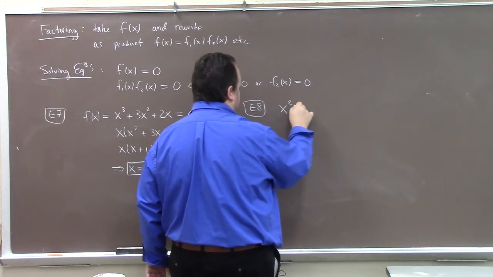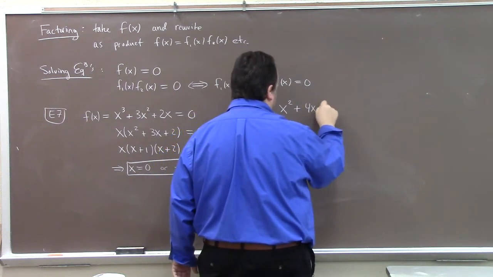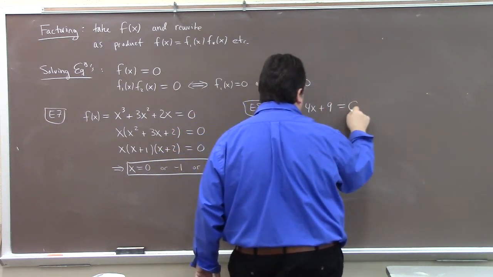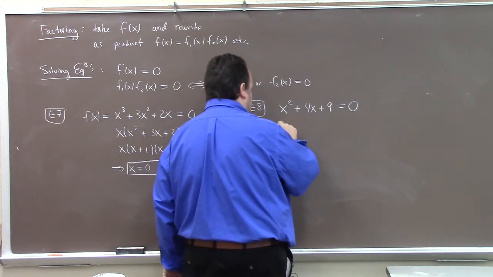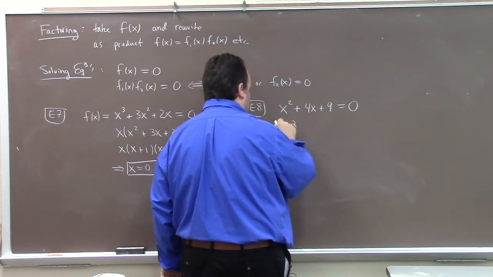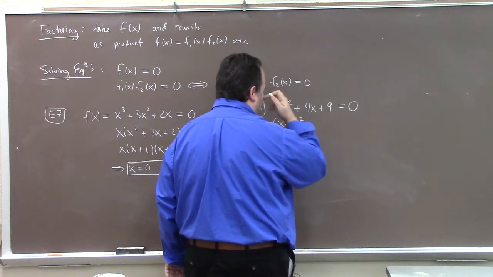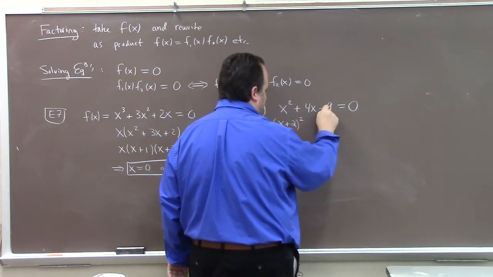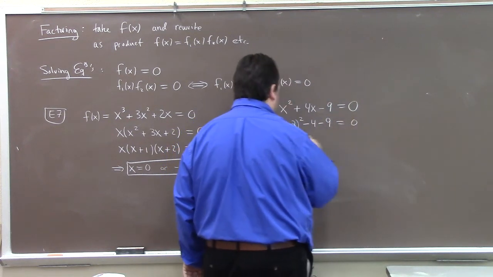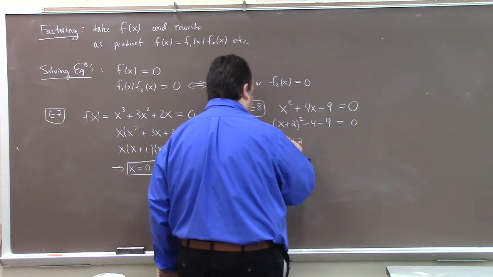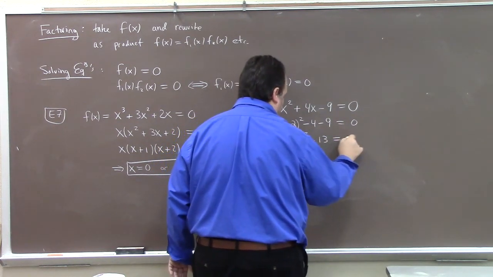Example 8. x squared plus 4x plus 9 equal to 0. Earlier this class, we completed the square on this. We had x plus 2. I'll do it again. x plus 2 squared. Oh, I had a minus 9 here before. Sorry, minus 9. So minus 4 minus 9. So this gives me x plus 2 squared minus 13 equal to 0.